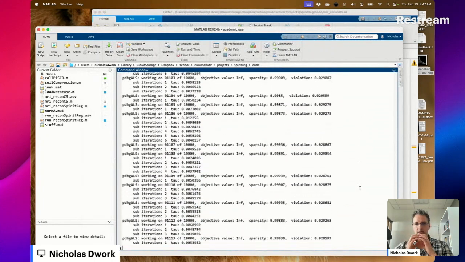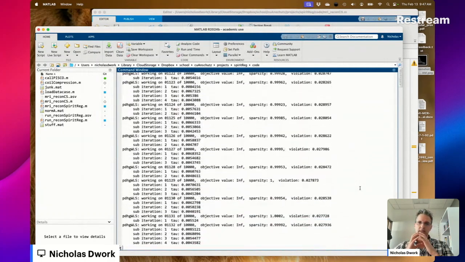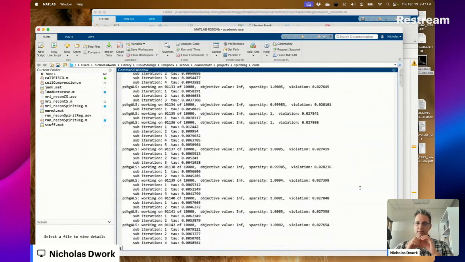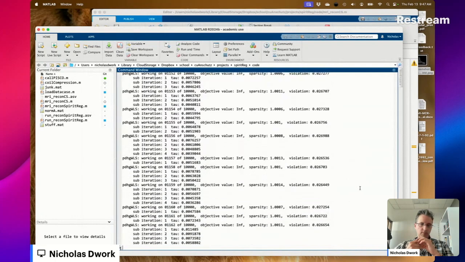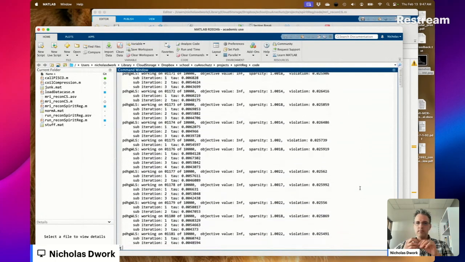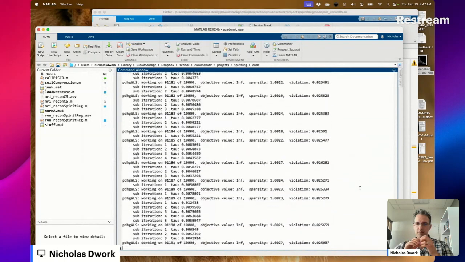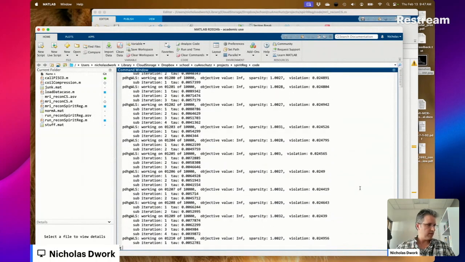Sparsity is now almost at 1. It'd be interesting to see the sparsity that's achieved with the FISTA result. I wonder how sparse it is. Sparsity is still going up. Violation still going down. I don't like the name violation.